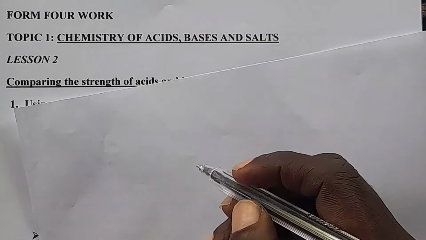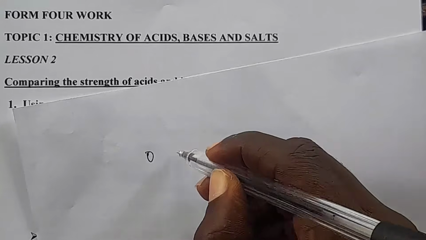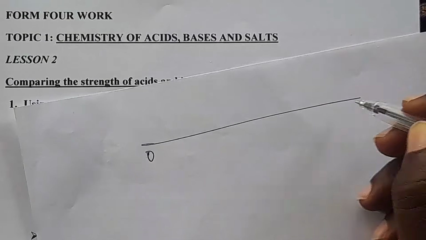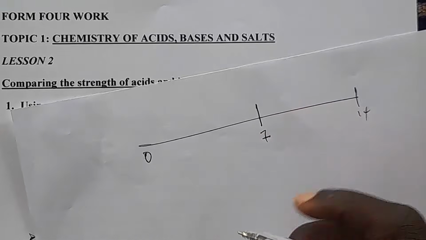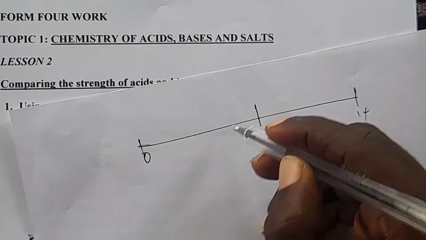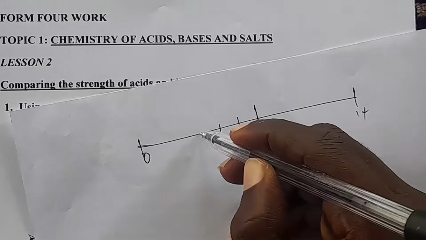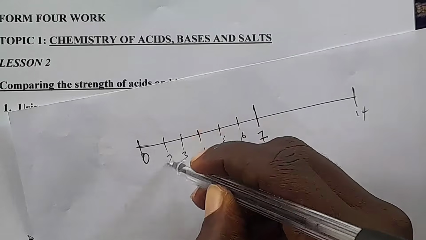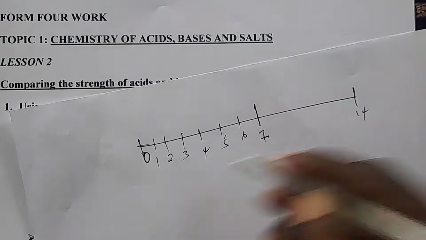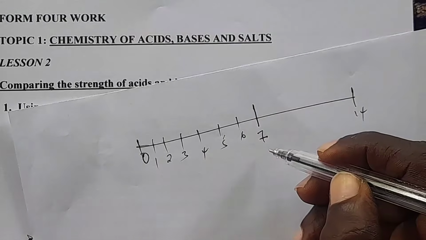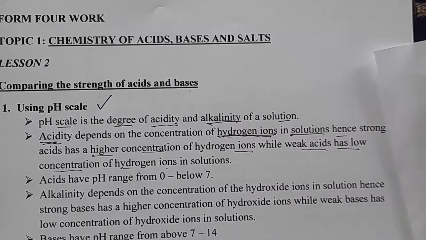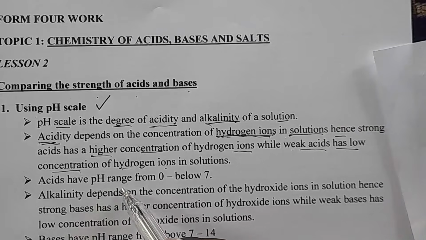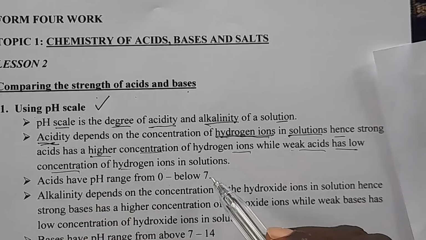The pH scale, we learned it in Form 1, acids, bases and indicators. We said the pH scale ranges from 0 all the way to 14, where we have the center 7. Then below 7, we have 6, 5, 4, 3, 2, 1. So these are acids, because acids have a pH below 7. So acids have a pH range from 0 to below 7.